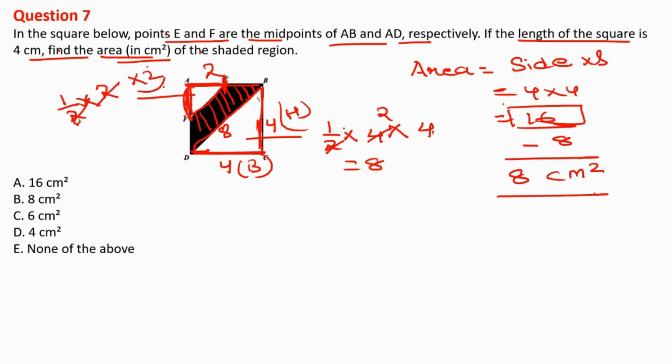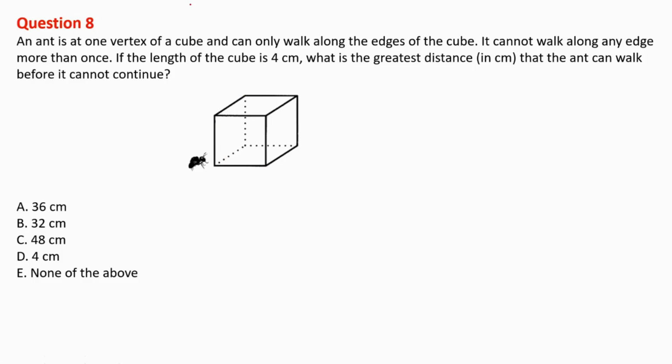2 and 2 cancel. 2 and 2, 1. 2 left. The area of this part is 2. 8 minus 2, 6. So the area of the shaded part is 6 centimeters square. That's option C. Okay, moving on to our 8th question.